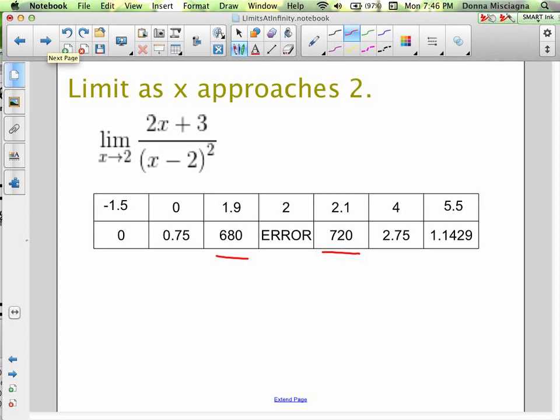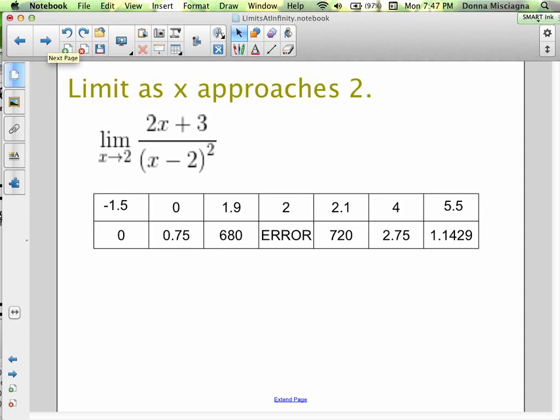Because there's a lot of space between 1.9 and 2 and 2.1 and 2. And a lot can happen in 1/10, right, as x gets closer and closer to that value of 2. What do you think might happen here? I'm not going to tell you, but I want you to think about what the limit might be as x approaches 2 for this particular function based solely on the table. What's going to happen as x gets even closer and closer to 2? Are the values still going to stay between 680 and 720, or are they going to do something else?